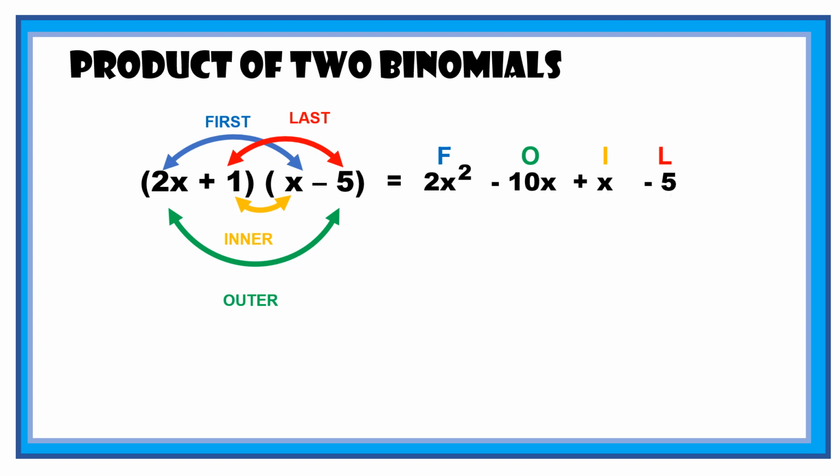So, hindi pa to yung final answer kasi we have to combine like terms. So, we have 2x squared, then combine now the similar terms, so that is negative 10x and positive x. So, the answer is negative 9x. Then, we have negative 5. So, this is now the final answer, 2x squared minus 9x minus 5.